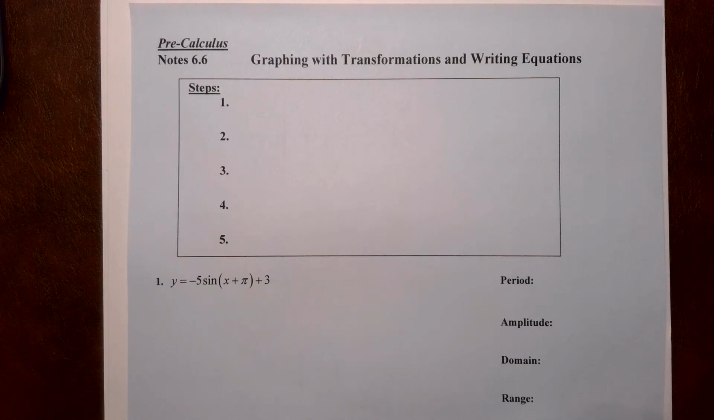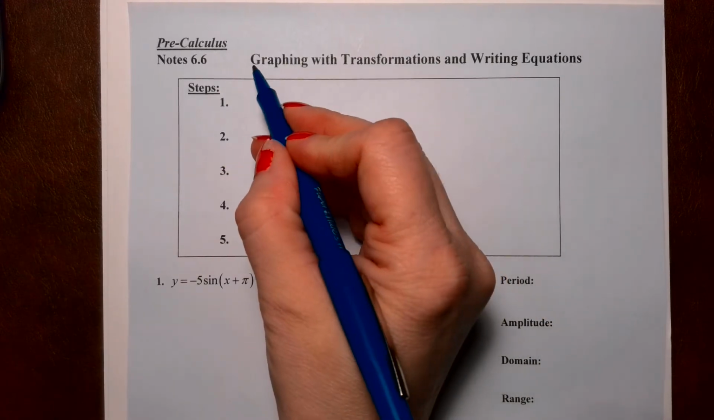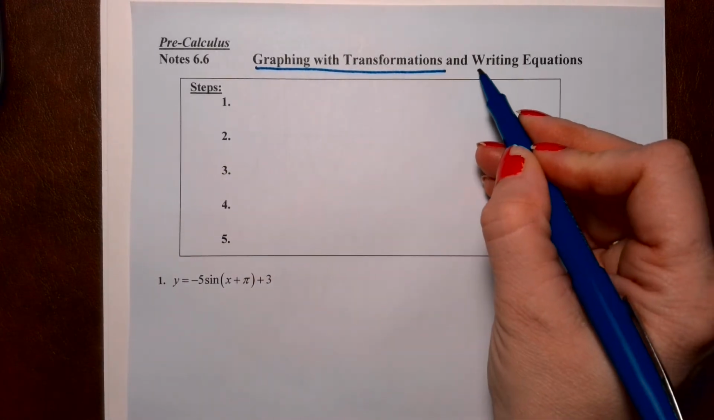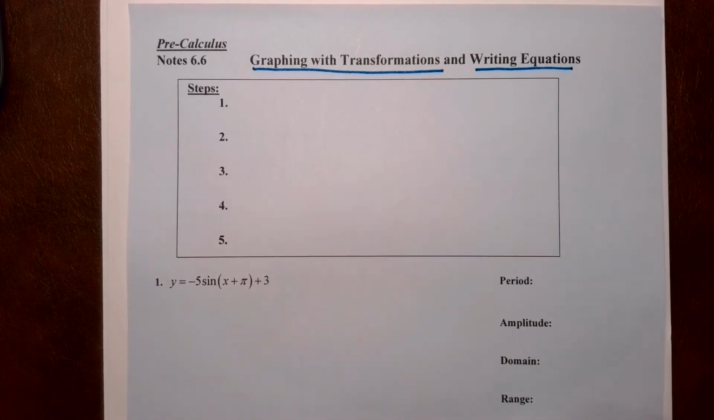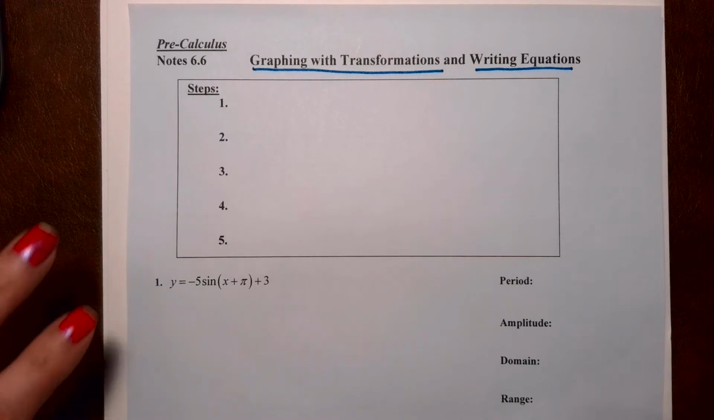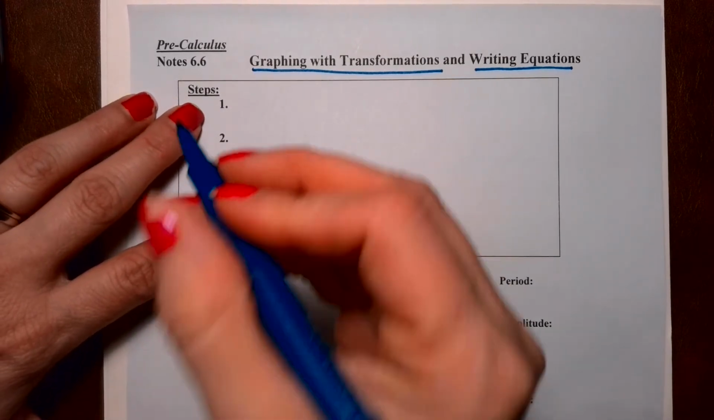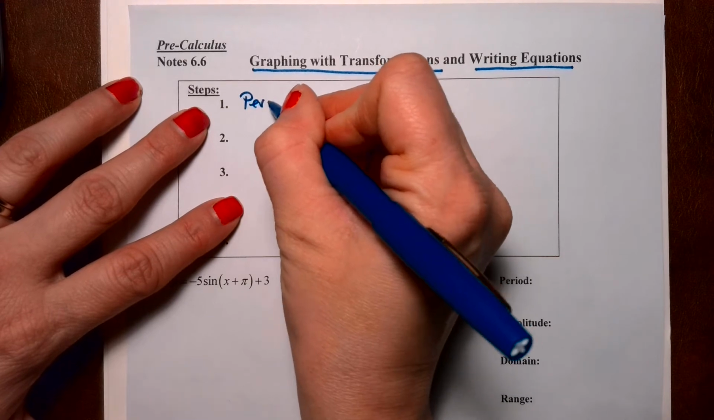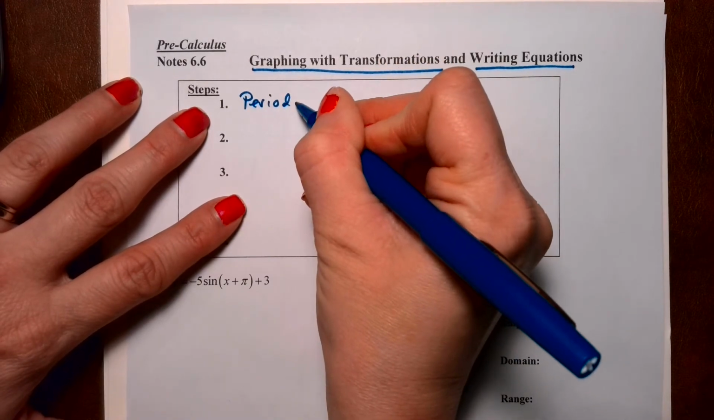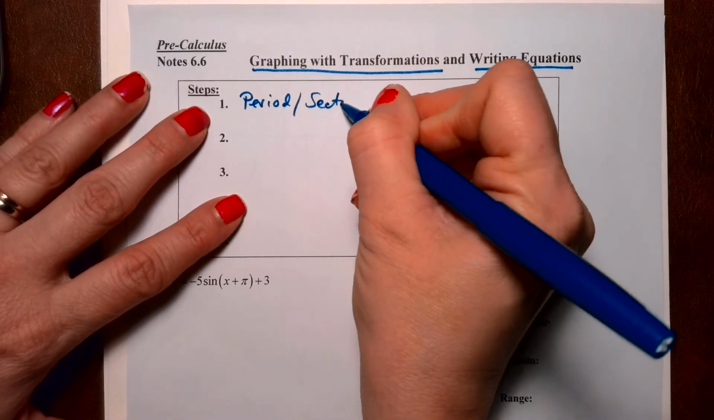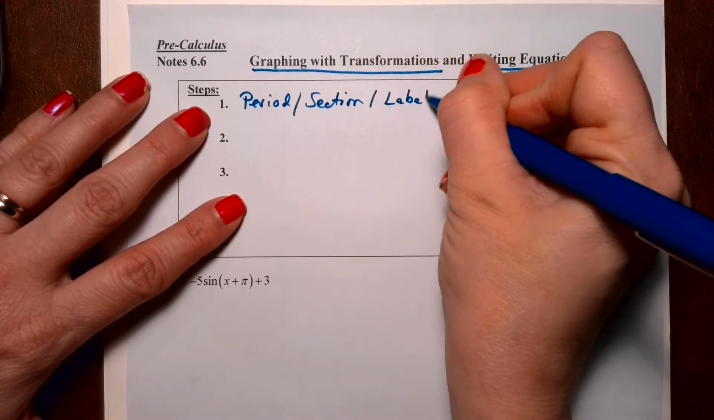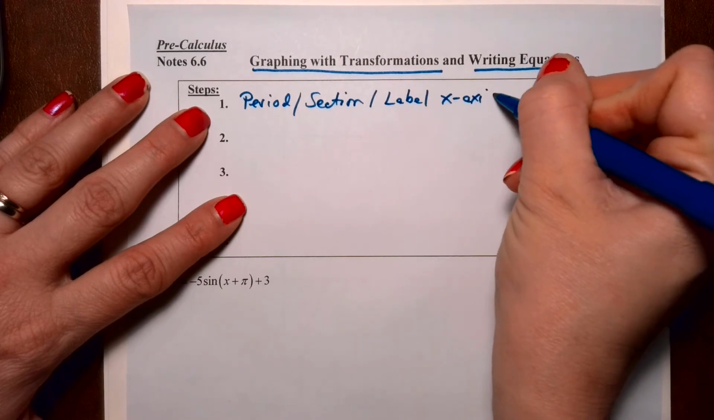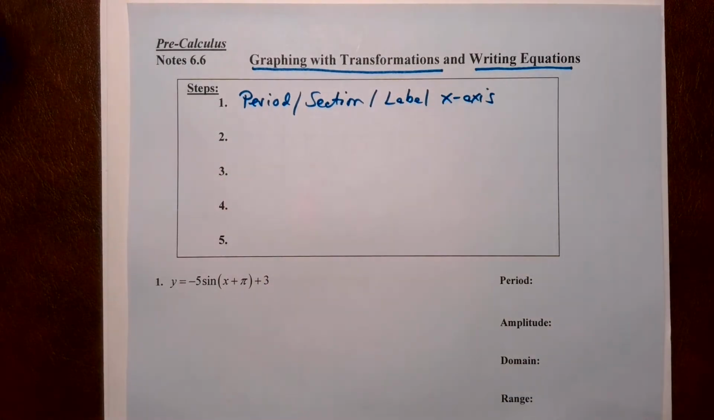Hi, pre-calculus. This lesson is going to go over graphing with transformations and how to write equations of trig functions. Here's a couple of steps that we're always going to use, and we're going to do these in order. The first thing we should always do is figure out the period of the trig function, and then the section, which breaks down the period, and then of course label the x-axis. So we do everything horizontally first.